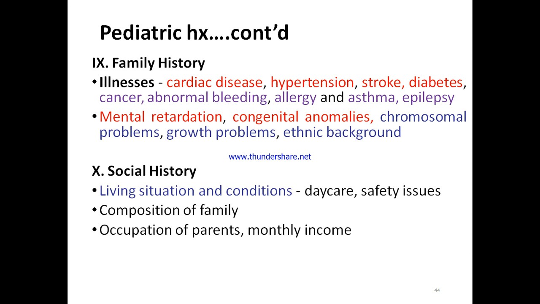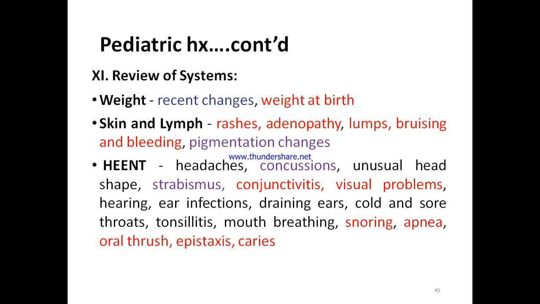And social history, especially in pediatric history, is a good factor which may influence child growth and development. It includes living situation and conditions, where the child stays, or whether in daycare, safety issues, composition of the family or numbers, occupation of parents, and the monthly income of parents. So this is an important part of pediatric history.